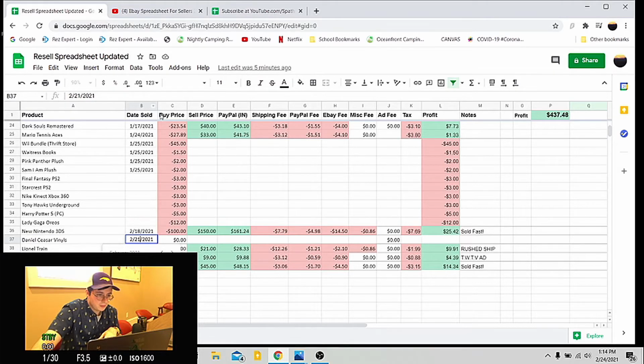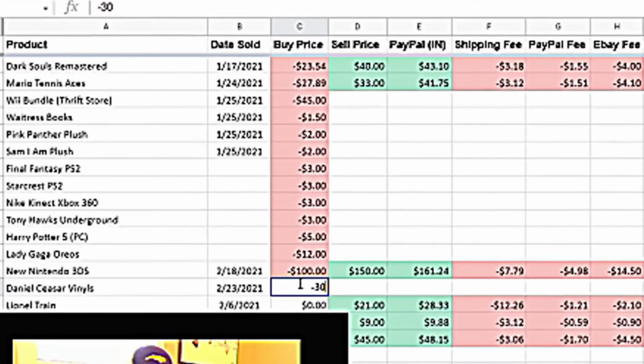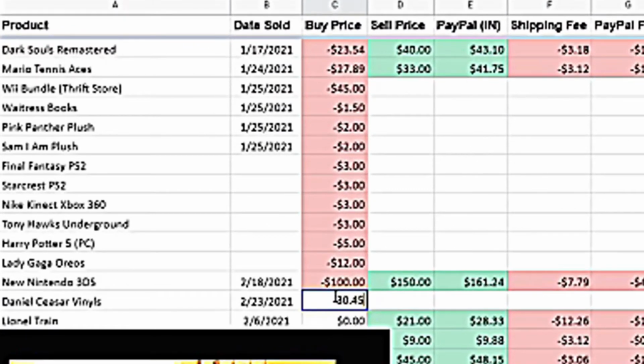To start, we're going to say that the day it was actually sold last night, which was February the 23rd of 2021. Now, the buy price, that is the price that you paid for the item. Because what these cells are going to do, it's going to take all those fees and what you got in your PayPal, subtract everything to give you exactly what your profit is. So the buy price, I bought these for $30.45.